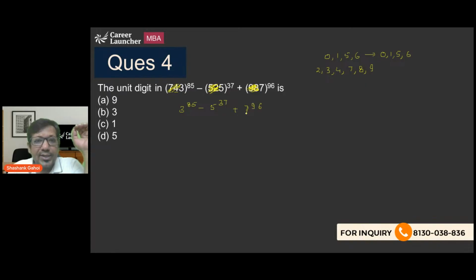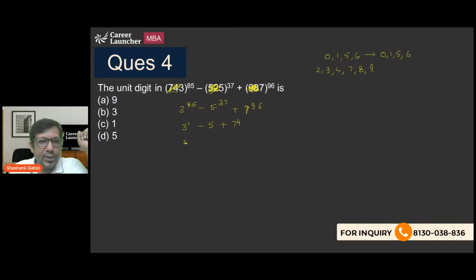The standard cyclicity number is 4. So divide the power by cyclicity. Divide 85 by 4. What is the remainder? Remainder is 1, right? Now base power remainder, so 3 power 1. This is 5 power 37, unit digit is going to be 5 only. Now divide 96 by 4. Remainder is 0, right? So if remainder is 0, then base power 4. So 7 power 4.